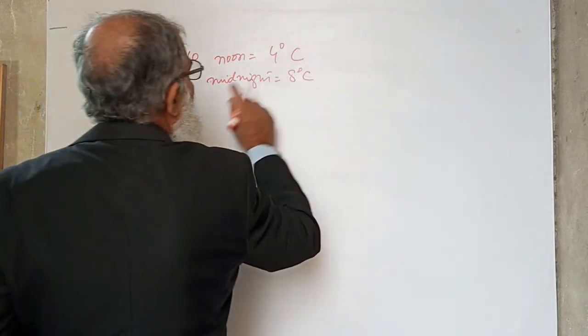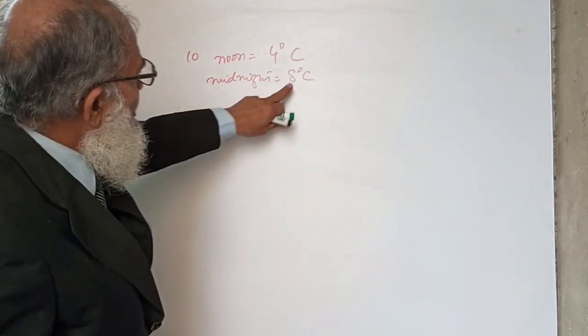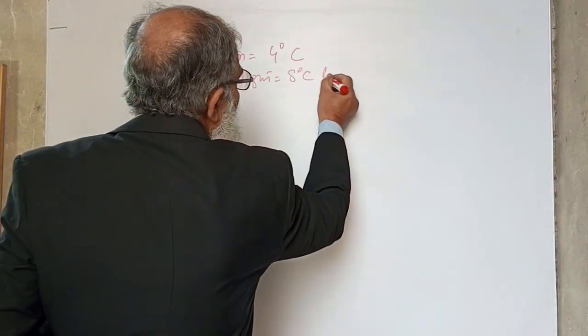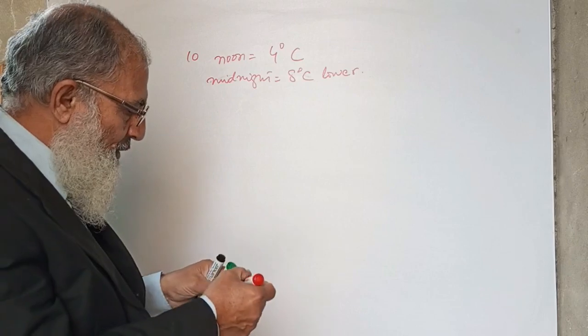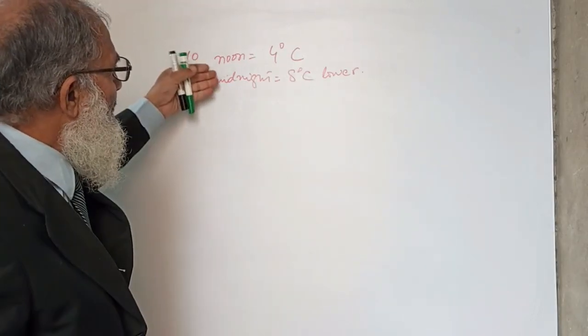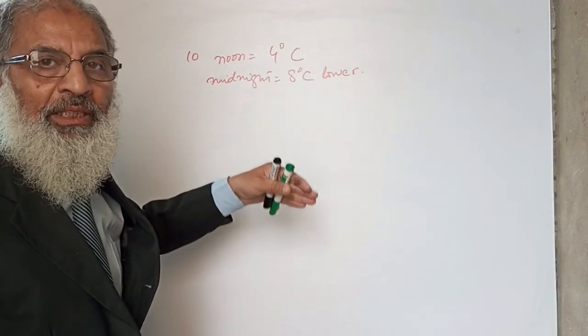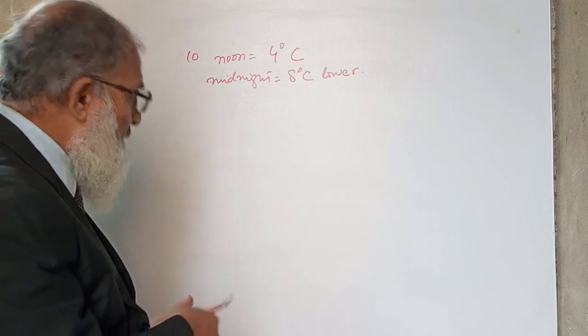What is the temperature at midnight? It is 8 degrees lower than the noon. So what do we do? We have to find what the temperature is at midnight. It is very simple.